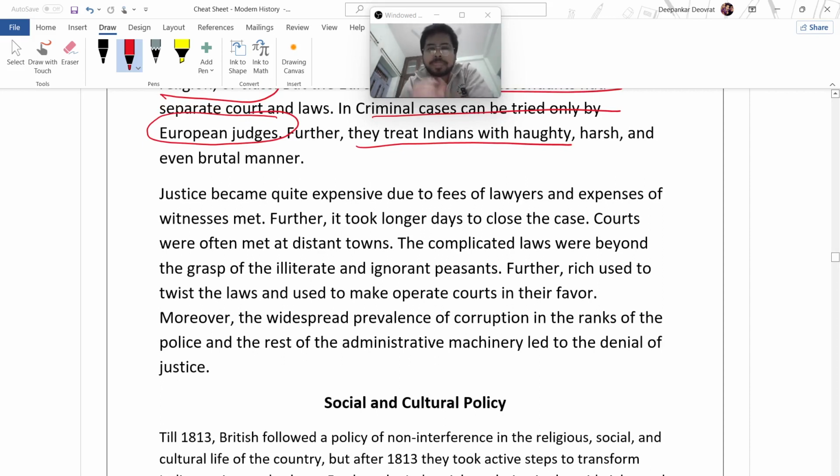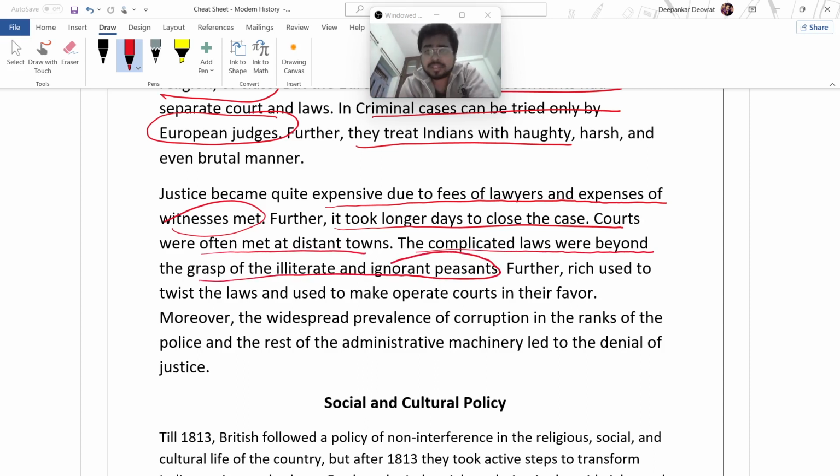Even today it is expensive, and in terms of time as well. Cases are pending for more than 10 years, 5 years like that, and they get a date for a single hearing after 2 years. It used to happen. So justice became quite expensive due to lawyers' fees and the expenses of witnesses. Further, it took longer to close the cases. Even today it is there. Courts were often met at distant towns. The complicated laws were beyond the grasp of illiterate and ignorant peasants.